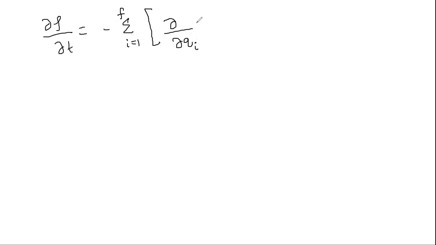So there were some equations which we named. One equation which we wrote was this one: ∂ρ/∂t is equal to minus summation i equals 1 to f of ∂/∂q_i of (ρ q_i dot) plus ∂/∂p_i of (ρ p_i dot). This equation we named as equation 1.